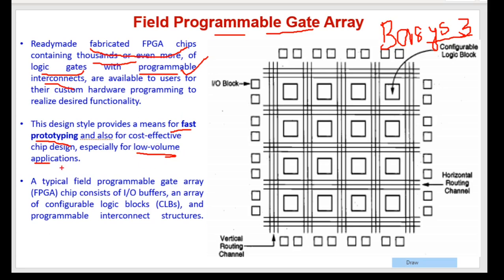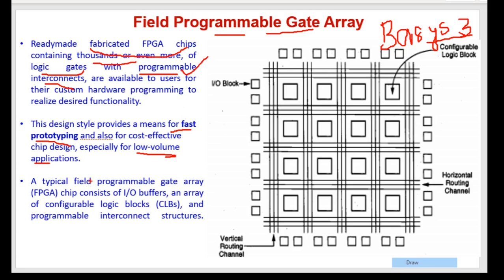These are applications where you know, as a designer, that the number of chips to be produced is low. You don't want the chips to be produced in millions; it will be just a few tens or a few hundreds, or let's say even a few thousands. For such low volume production, this FPGA kind of VLSI design is pretty much suited.